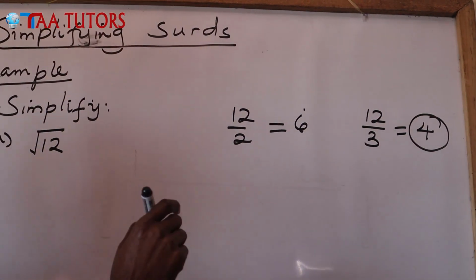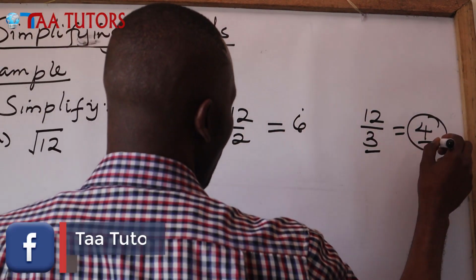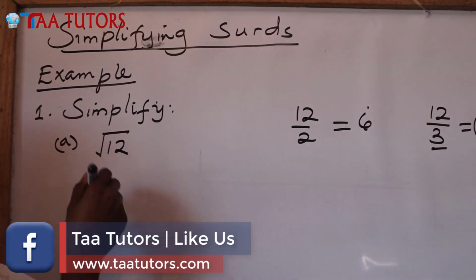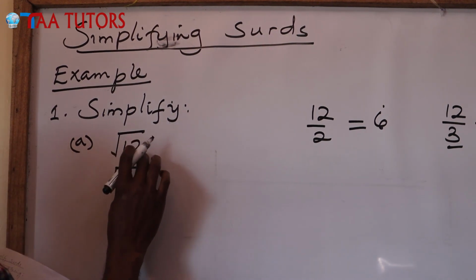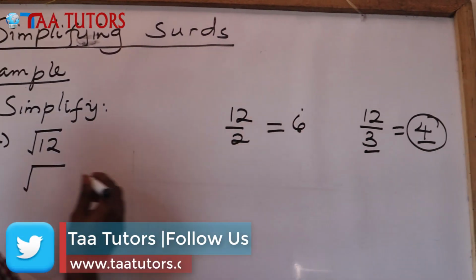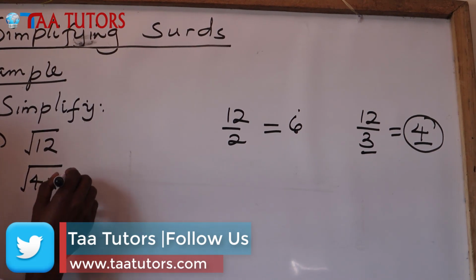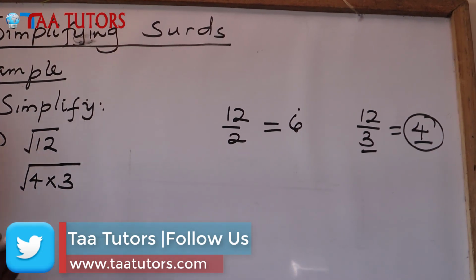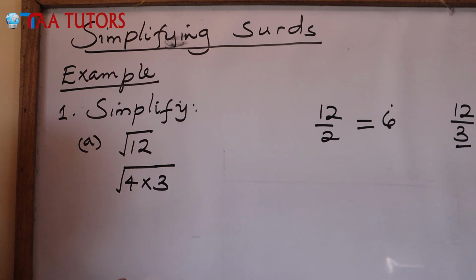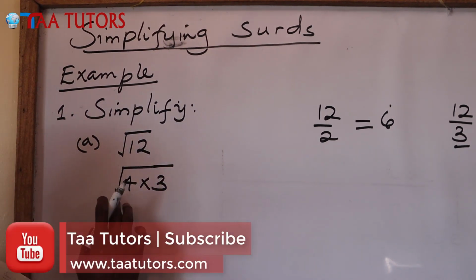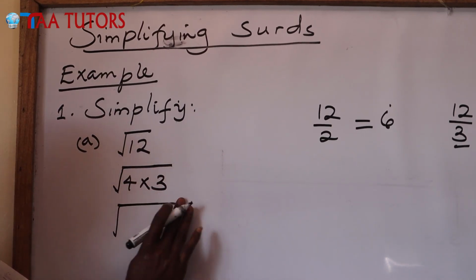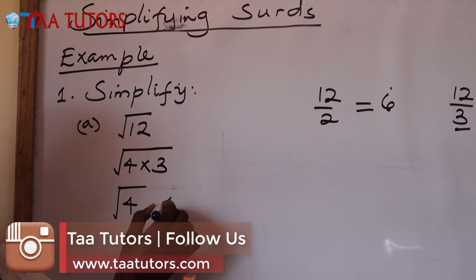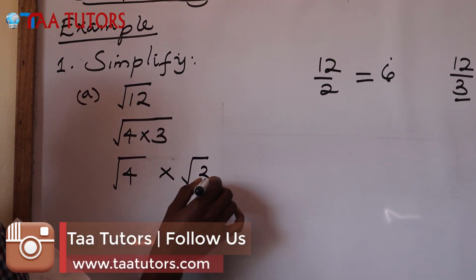Now I can simply say that if I multiply 3 by 4, I will get 12 that we have here. So it means that from the first rule we talked about, rule 1, I can say surd 12 can be interpreted to be 4 times 3. So I have surd of 4 times 3. Now this 4 times 3, using the rule 1 that we have talked about, will simply be the surd of 4 times the surd of 3.